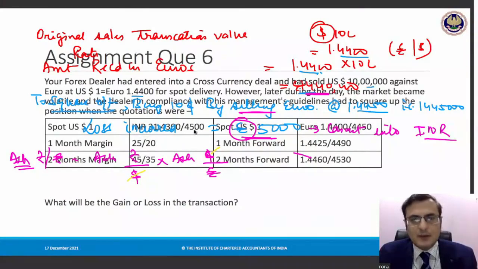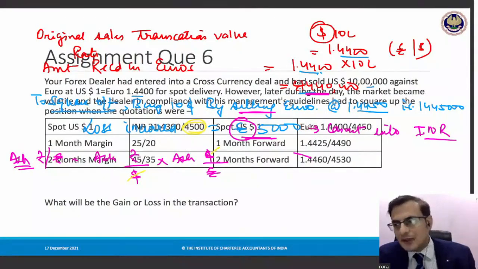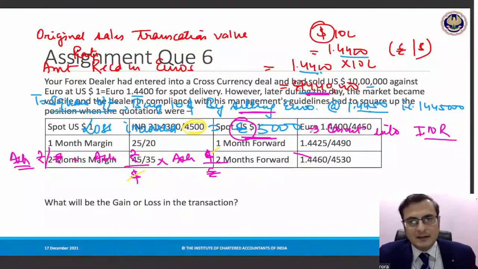31.4500. This value is directly available with us. That's not a problem. And for that, a direct value is not given, so we'll have to do 1 by bid of that. Now it is clear how to do the bid.